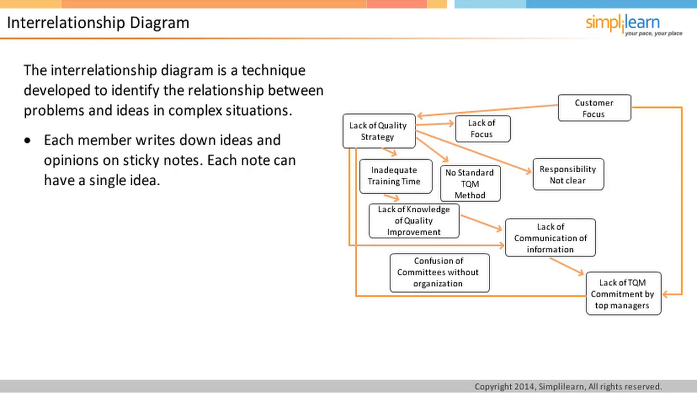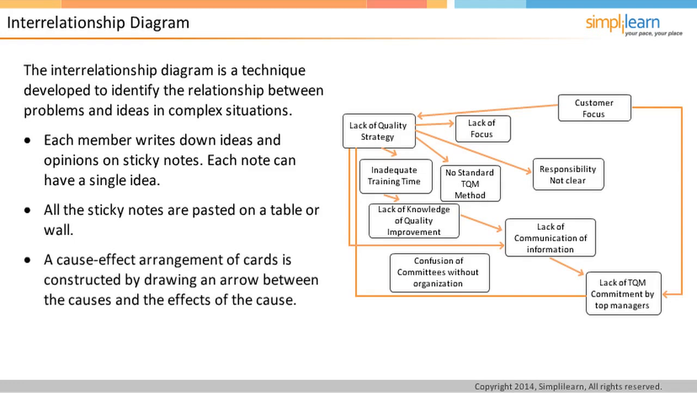Initially, the problem is defined, and all the members put down their ideas on sticky notes. Each note contains only one idea. All the sticky notes are put on a table for a random display. In the next step, the causes or areas of concern are identified, and a cause-effect arrangement of cards is constructed by drawing an arrow between the causes and effects of the cause. This is done until all the ideas on the sticky notes are accounted for and made a part of the interrelationship diagram.